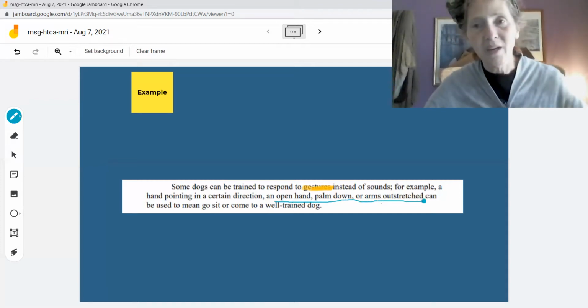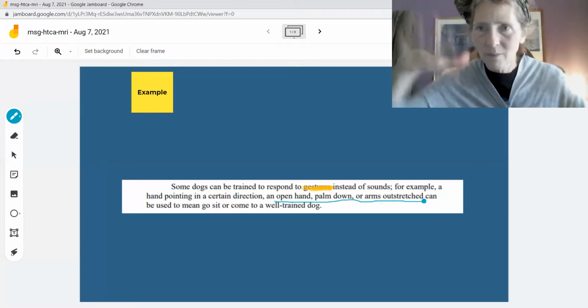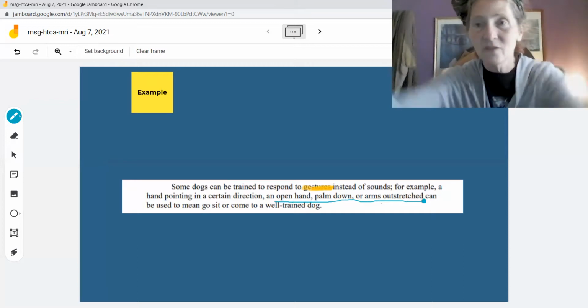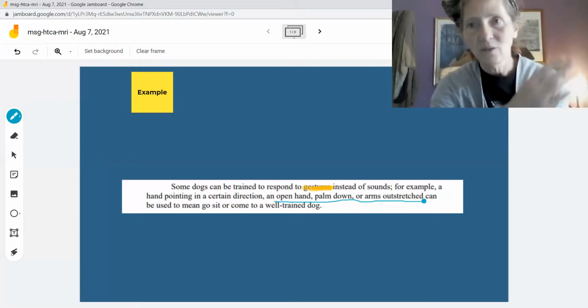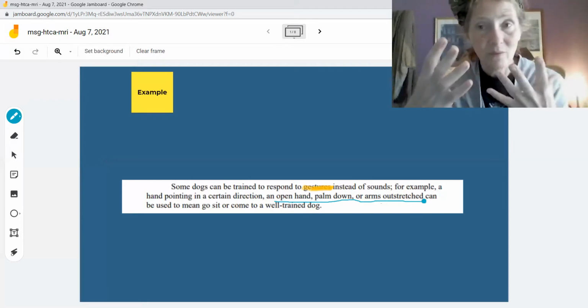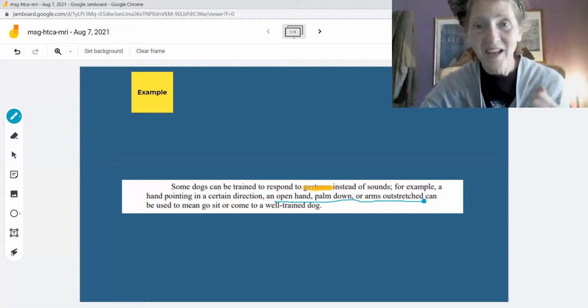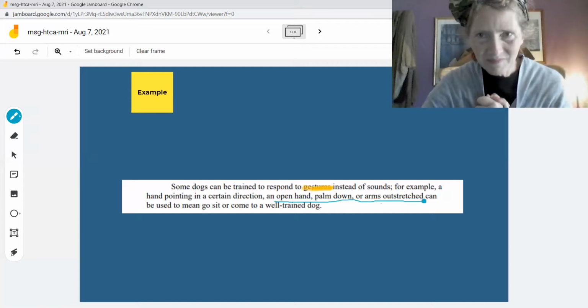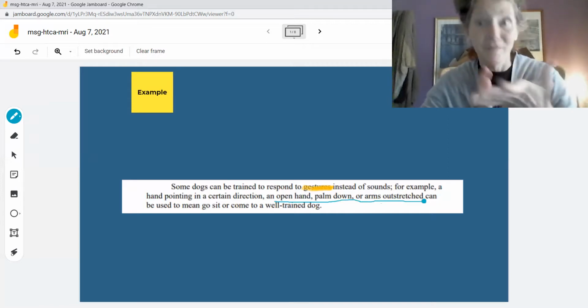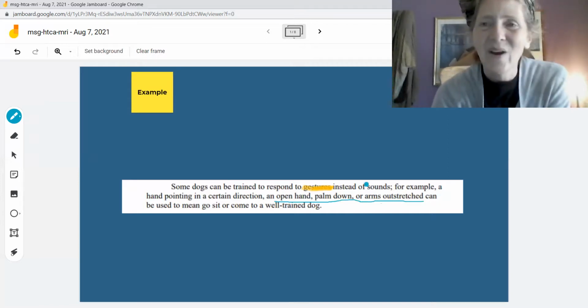So reading that, we know, oh, okay, open hand, palm down, outstretched arms. These are physical actions used to help train animals, or they're physical gestures. You can use them for people, waving, okay? So that's how we can figure out the general idea of what gesture means. Okay, so that is an example of example. All right, so we're going to move ahead to the next one.